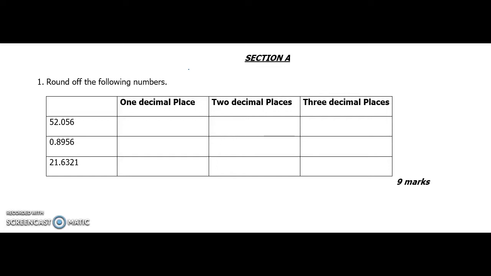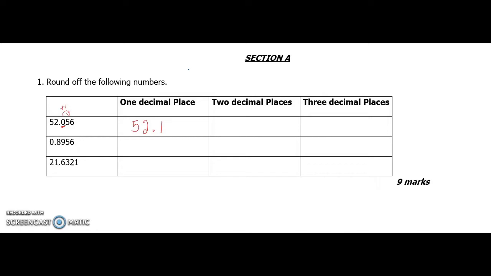So for 1 decimal place, we should ensure that there's only 1 digit after the decimal point. Here, my target number would be 0, so I underline my 0. When I look to the right of my 0, I see the number 5. Once it is 5 or more, I am going to add 1 to my target number. So when I add 1 to 0, I get 1. So the answer would be 52.1.